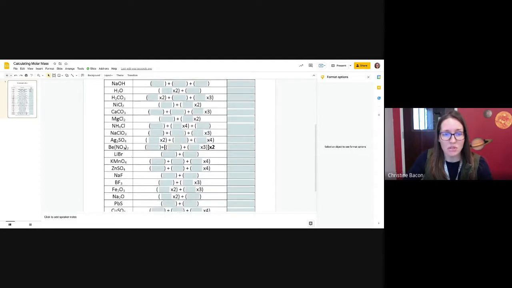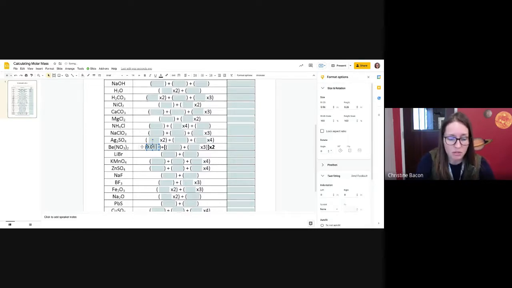Let's go ahead and go down to this one because it's a little different. So first we have beryllium, right? When you see a subscript outside of parentheses, it means that subscript applies to everything inside the parentheses, not anything before it. So the beryllium has an imaginary subscript of 1. We don't need to multiply it by anything because there's just one of them. The molar mass of beryllium is 9.01 grams. The molar mass of nitrogen is 14.01 grams. And the molar mass of oxygen is 16.00 grams.